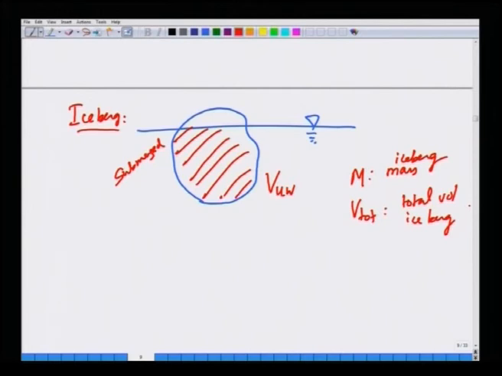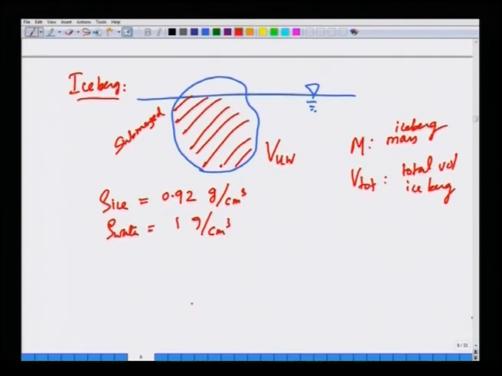Now, the density of ice, rho ice, is smaller than the density of water. The density of water is 1 gram per cc and the density of ice is 0.92 grams per cubic centimeter. So, if this iceberg is under stable equilibrium, then the mass of the iceberg times the acceleration due to gravity, which is the weight of the iceberg, is nothing but the buoyancy force. This is the weight of the displaced fluid, which is nothing but the volume submerged underwater times density times acceleration due to gravity.